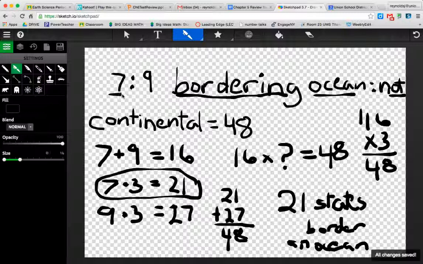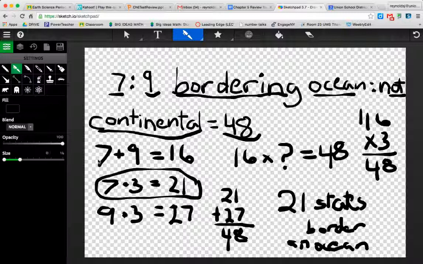So 7 being what do border the ocean, so they're next to an ocean, and 9 are not next to an ocean. The next piece is that it says in the continental United States. So continental United States means all the states that are attached, so we don't include Hawaii and Alaska. So we know there's 50 states in the United States, so there's only 48 continental. If you notice, that piece could easily trip us up.